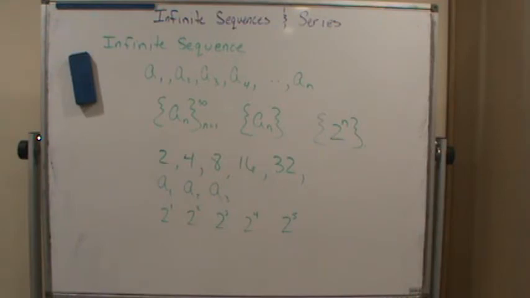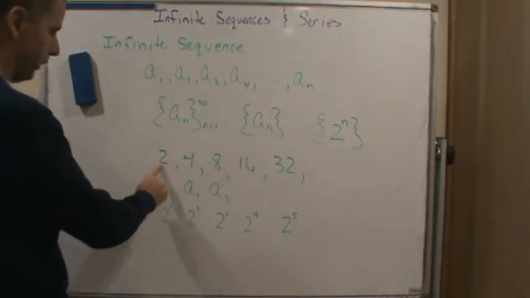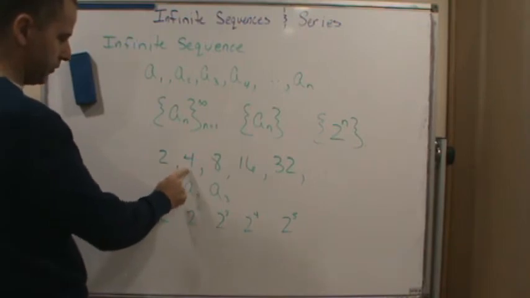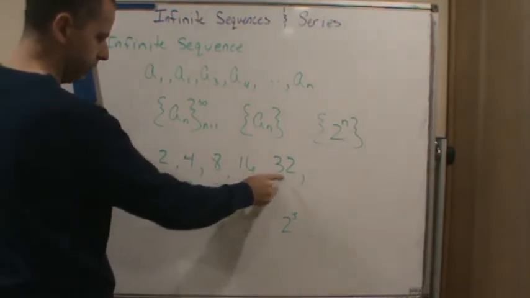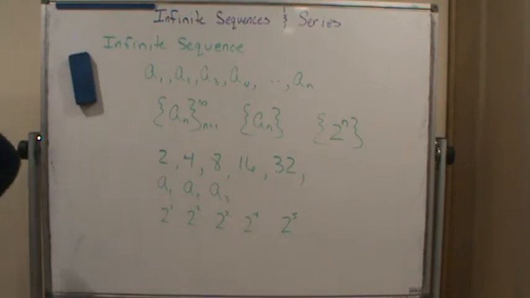Now, alternatively, we can describe the sequence in a different way. Since each term is twice the previous term, each term is double the previous term, we can also define this in what we call a recursive manner. We can define this recursively by expressing the nth term, a sub n, in terms of the previous term, a sub n minus 1.